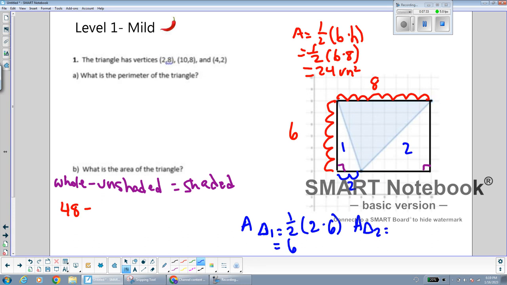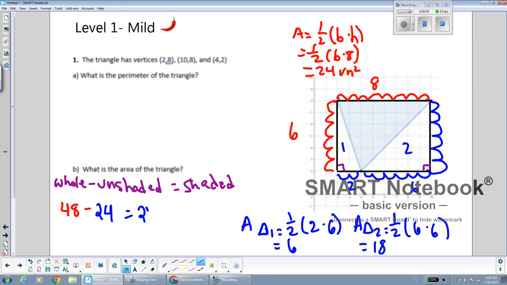Area of triangle 2 equals 1/2. The base is 1, 2, 3, 4, 5, 6. And the height is 1, 2, 3, 4, 5, 6. Half of 36 is 18. 18 plus 6 is 24. So the unshaded region, the area is 24. And 48 minus 24 is 24 units squared.